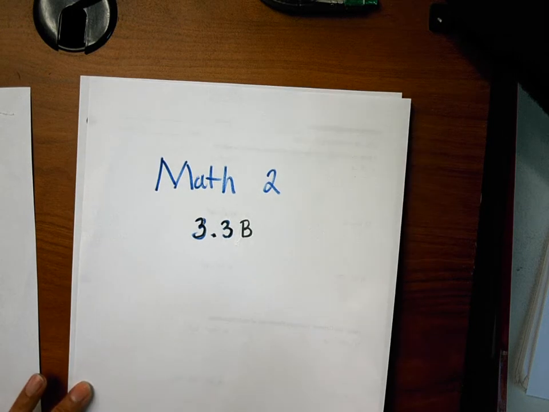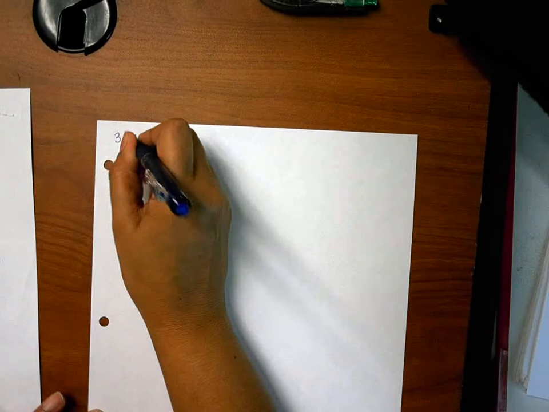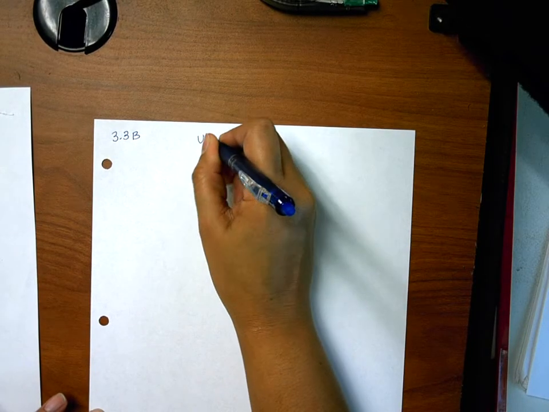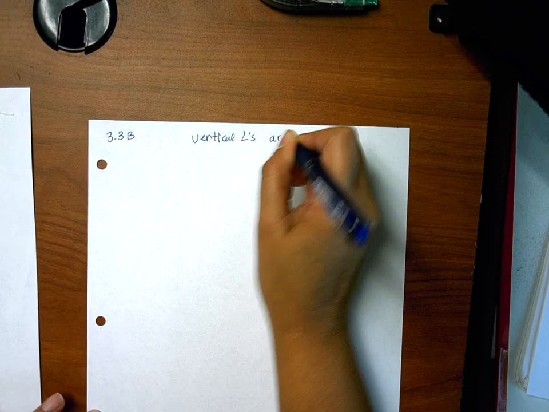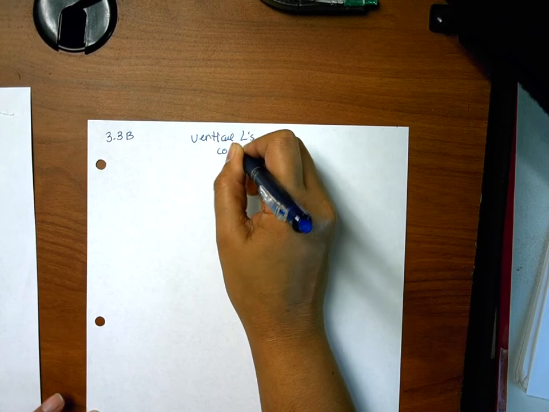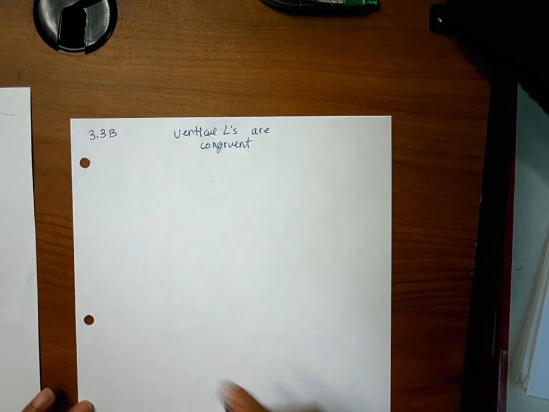This is Math 2, 3.3b notes. That's Unit 3, Lesson 3b notes. We're going to title it Vertical Angles Are Congruent. And this is something we've been talking about in class for a few days now.